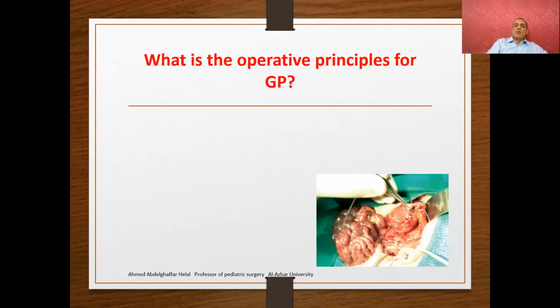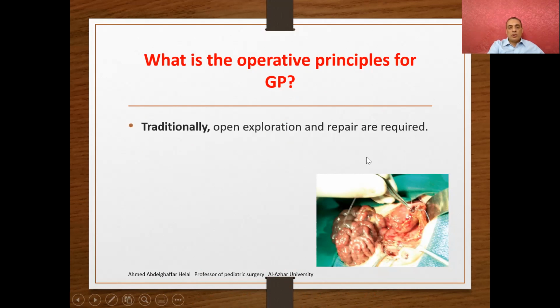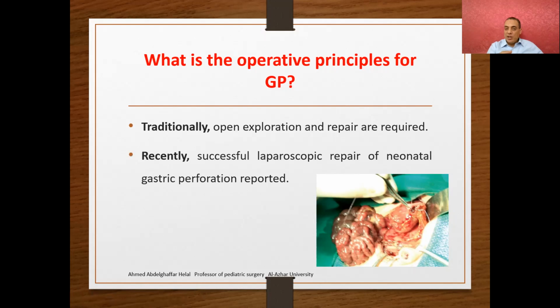What are the operative principles for gastric perforation? You stabilize your baby, and intraoperatively, you explore and find a perforation like this one, a perforation in the stomach. What will you do? Traditionally, open exploration and repair is the rule, especially in neonates and newborns. However, recently, some trials of successful laparoscopic repair have been reported.